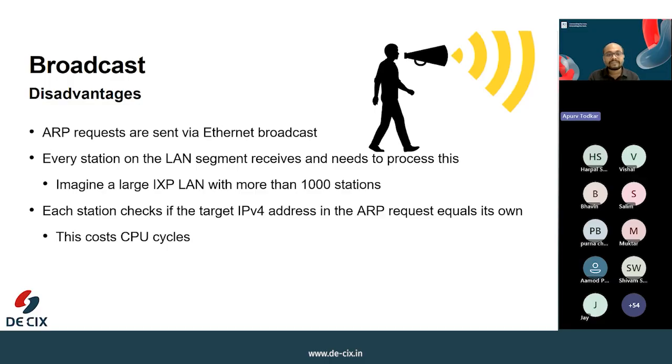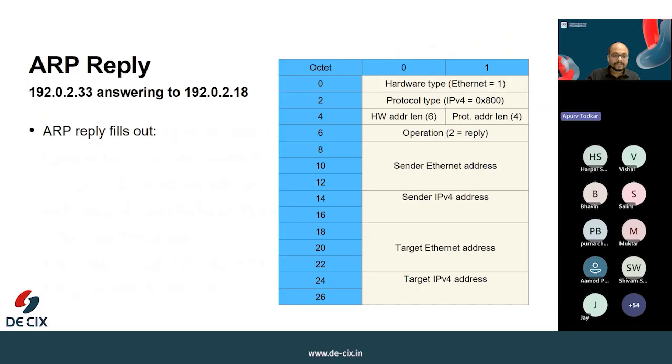And on a LAN of that size, this can become very problematic because each and every ARP request must be processed by every station. And each station then checks whether the target IPv4 address matches its own. So that check also causes CPU cycles. If the address does not match, the ARP request is simply discarded. And if it does match, the target then sends an ARP reply to the requester. So that is the ARP request packet.